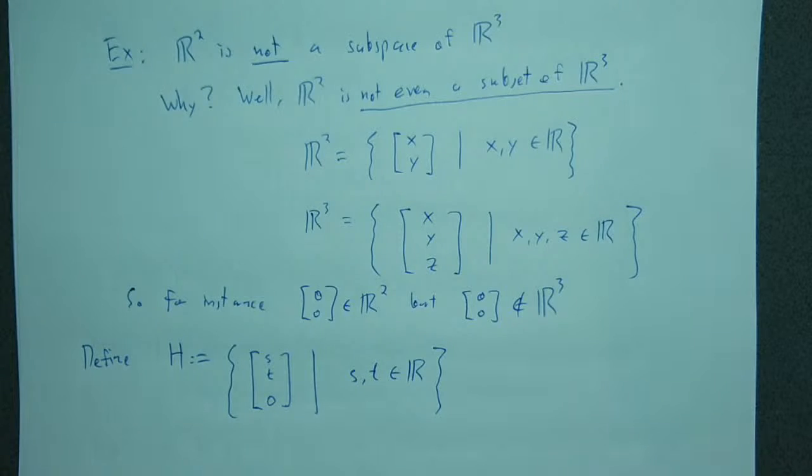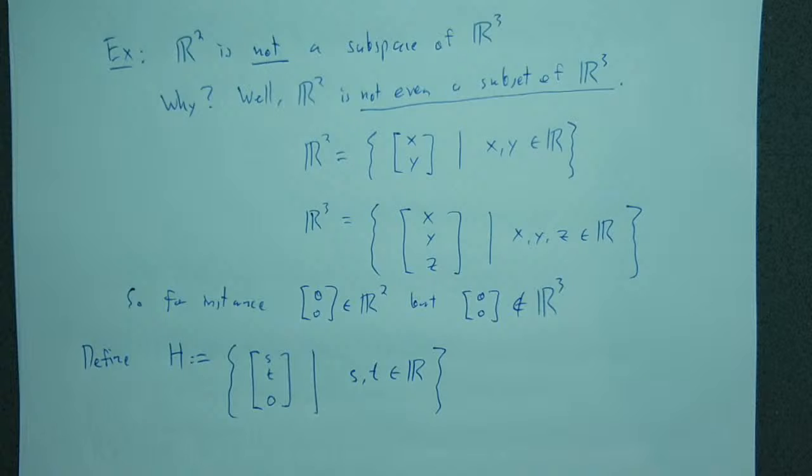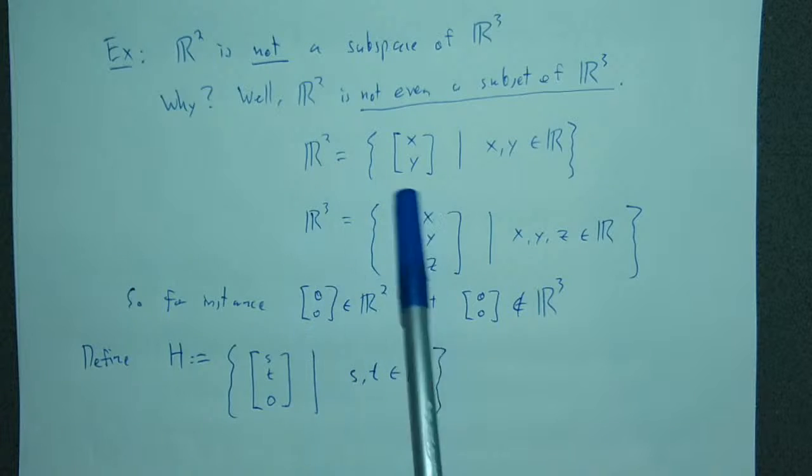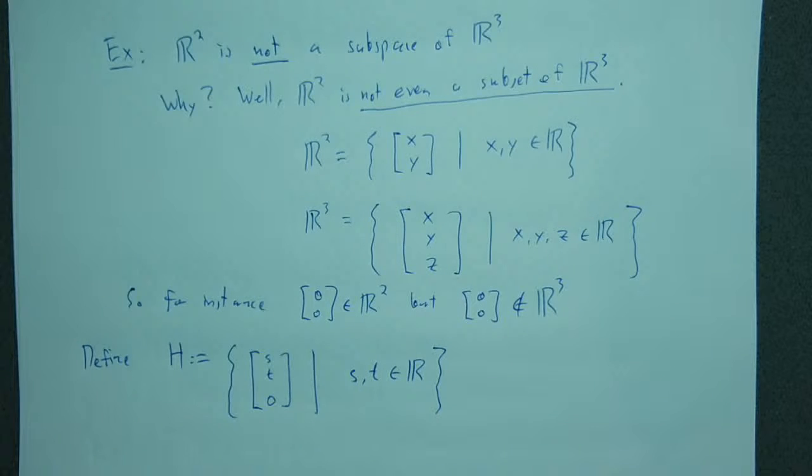Someone brought up in the chat that you could look at (x, y, 0). But see, (x, y, 0) has 3 slots, right? But R2 doesn't have 3 slots, it has 2 slots. R2 is the set of vectors with 2 slots, not 3 slots. So (x, y, 0) is in R3, but it's not in R2. So here's how we remedy this seeming issue with our intuition. Define H to be the set of all vectors (s, t, 0) where s and t are real numbers.